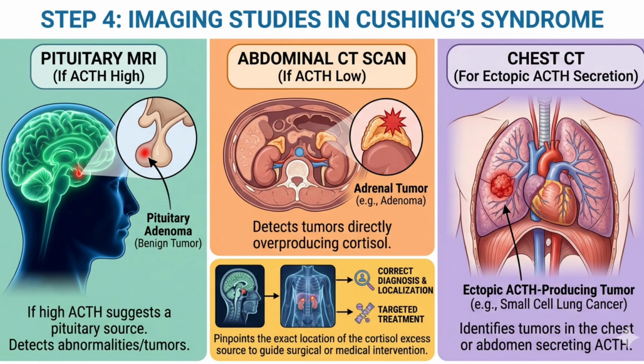be producing cortisol directly. If ACTH levels are high but the pituitary is not the source, doctors may suspect ectopic ACTH production. A chest CT scan can help identify tumors in the chest, such as small cell lung cancer, that may produce ACTH. In summary, imaging does not diagnose cortisol excess by itself. It helps locate the cause after hormonal testing confirms the type of Cushing syndrome.